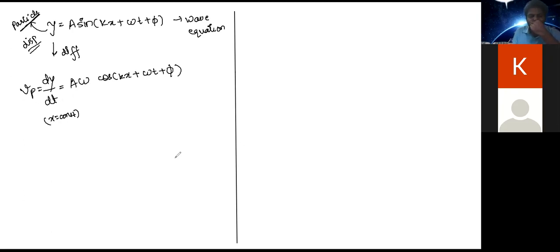What next? Sir, then we took the ratio of... What did we conclude? The maximum velocity of the particle is a omega. So from this we understand that the maximum particle velocity, Vp max, is a omega. Did we write any other things along with this expression, Atul?